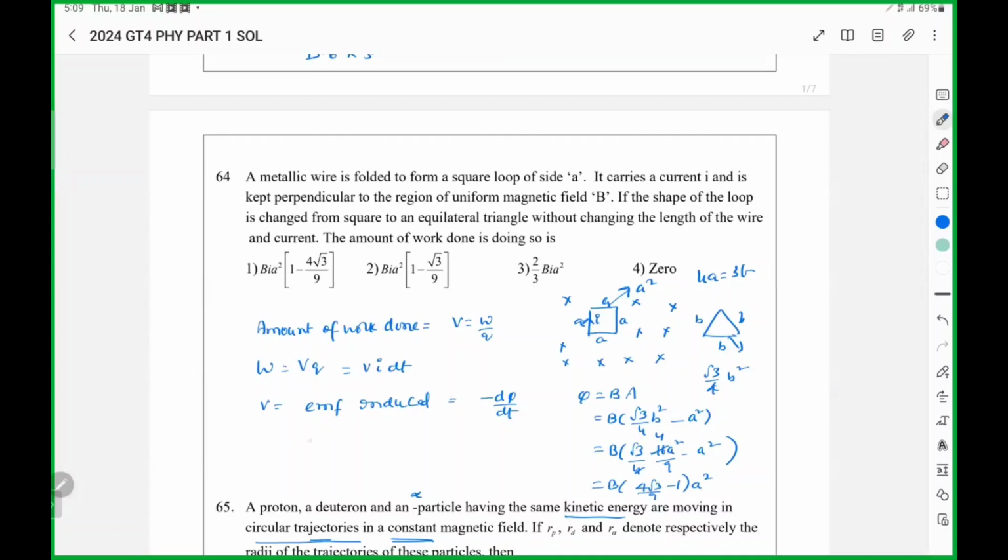So the work done is, in place of V, d phi, which is B into minus 1 a square by dt into I dt. So how much is it? It is B into a square into I into (1 minus 4 root 3 by 9). The first option is correct.